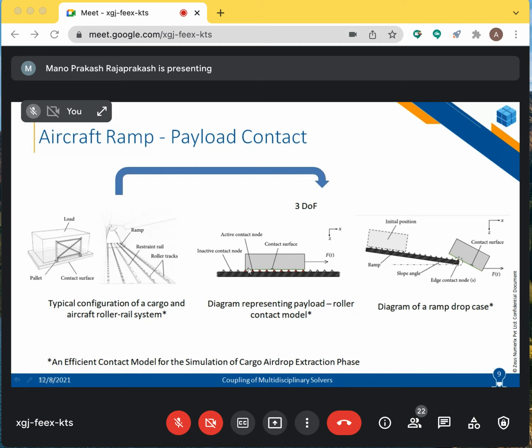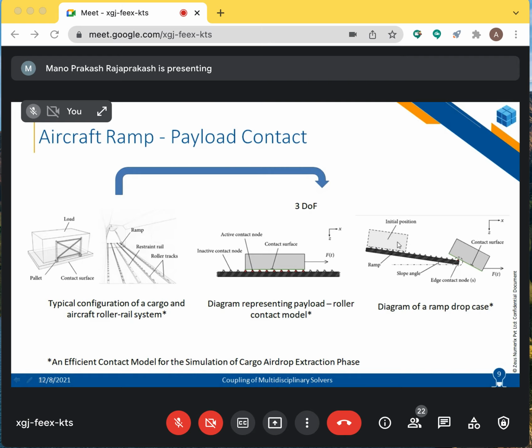Here, just visualize that each and every node is transmitting load from the ramp to the payload, so it needs to be identified from that perspective. And ultimately, as the payload starts sliding, this is the initial position. This is the overall ramp length. And say I have a slope angle.